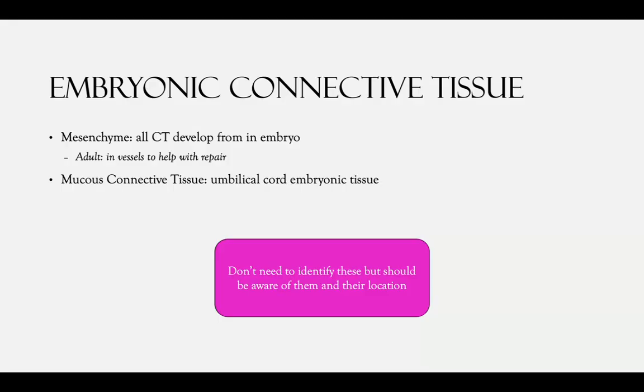And then we have the mucosous connective tissue. And this is going to be found in your umbilical cord embryonic tissue. So we do not really see this type of tissue anymore because the umbilical cord, of course, has been cut. Okay, so again, we don't need to identify these, but we do need to understand that these two are part of the embryonic connective tissue, and especially comprehend that all connective tissue develops from the mesenchyme.